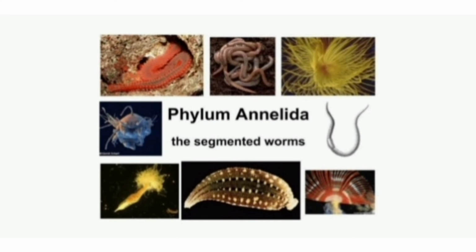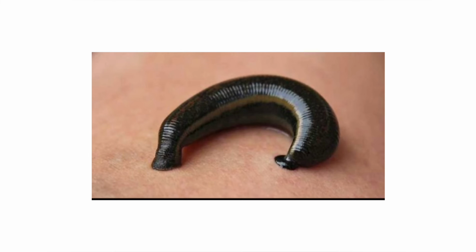Annelida. They are segmented worms. That means their body is composed of rings or segments. They have soft, moist body wall through which they breathe. They have a special organ for excretion known as nephridia. Common examples, earthworm, leech.